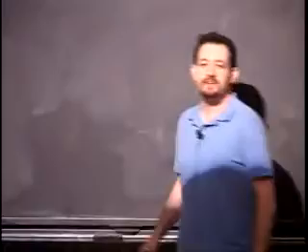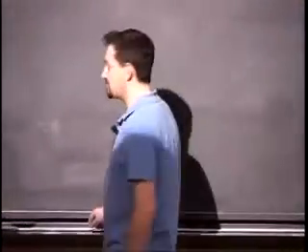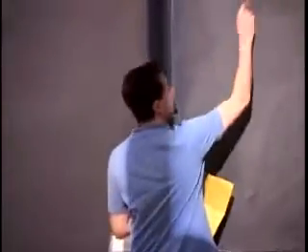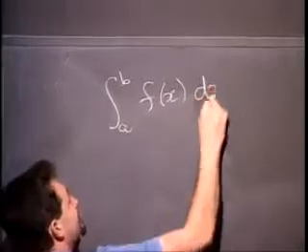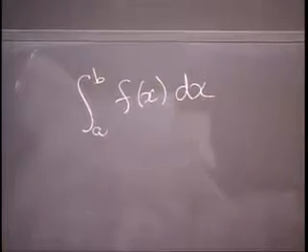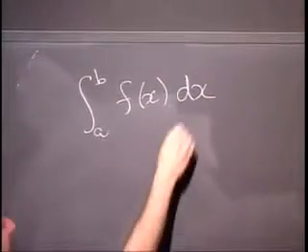So, I'm sort of going to pick up where I left off last time. In fact, I'm even going to rewind a little bit, and just remind you what we were looking at. So, we've been studying objects like this, the integral of f of x with respect to x from a to b.